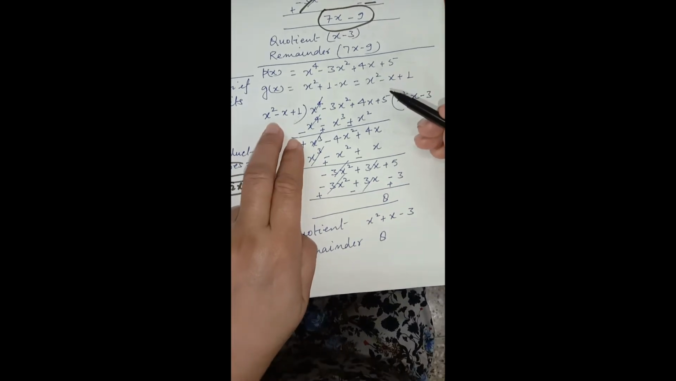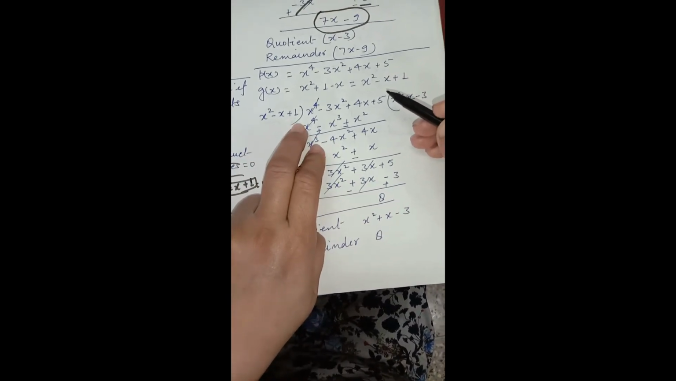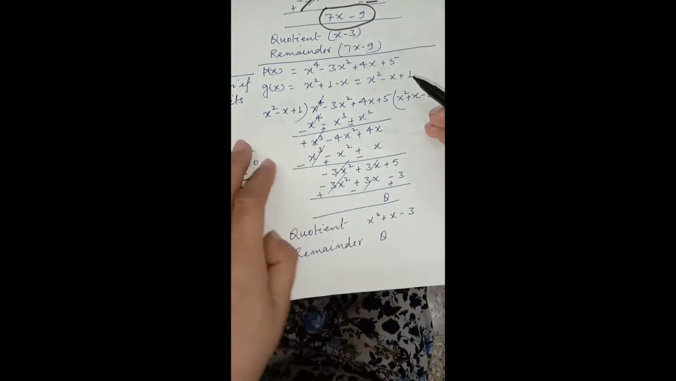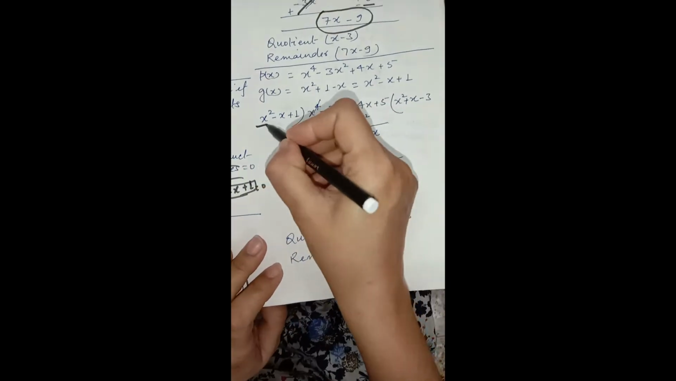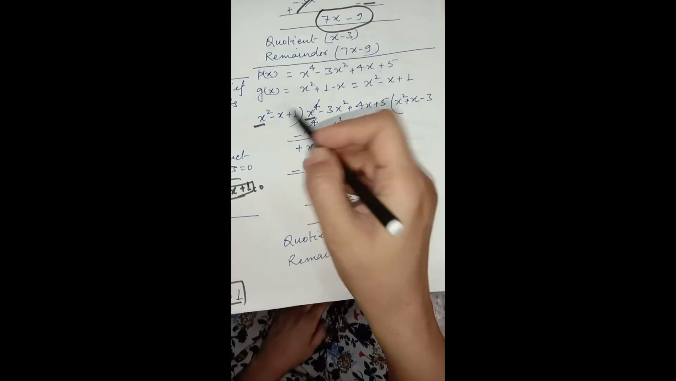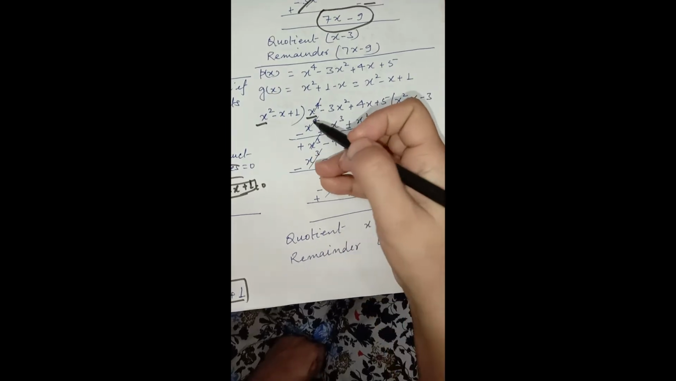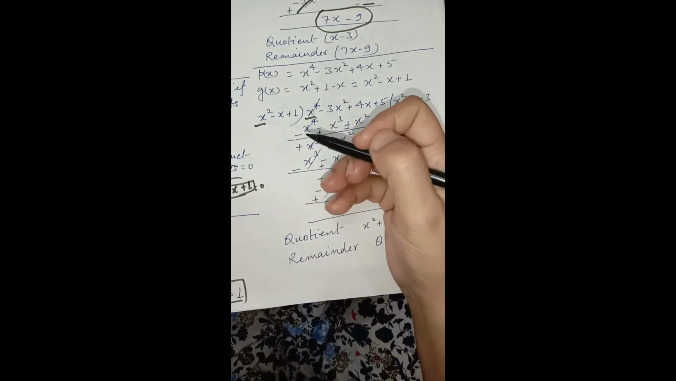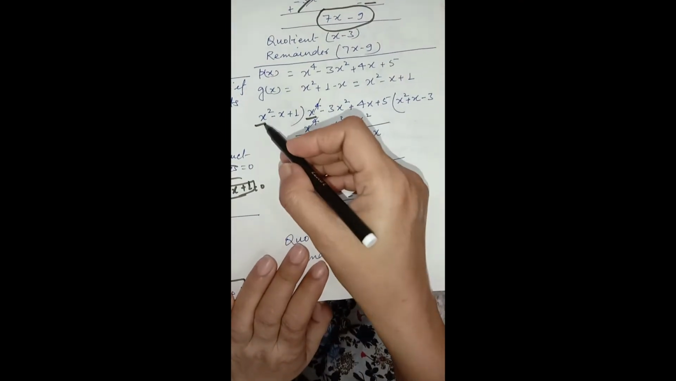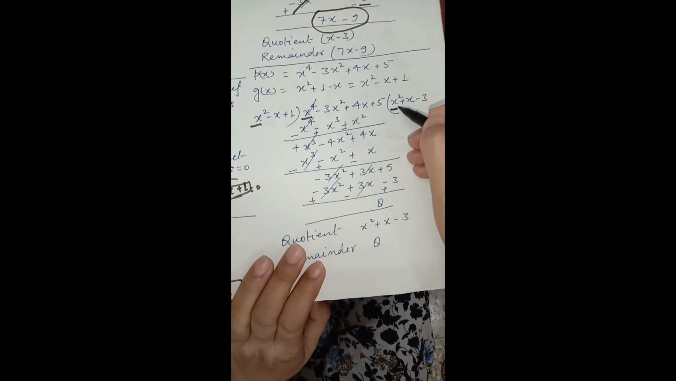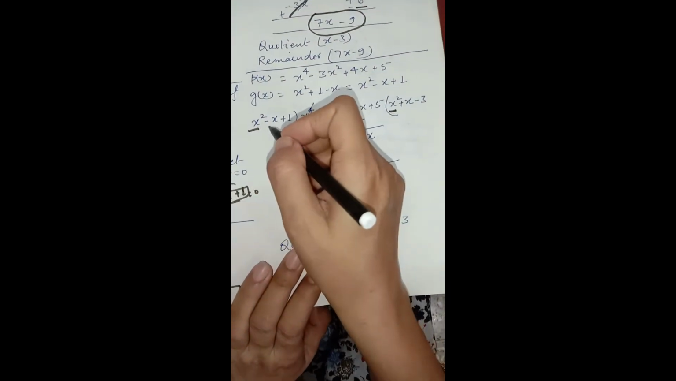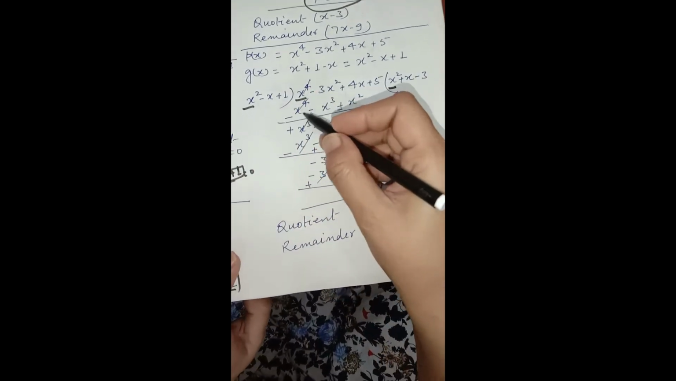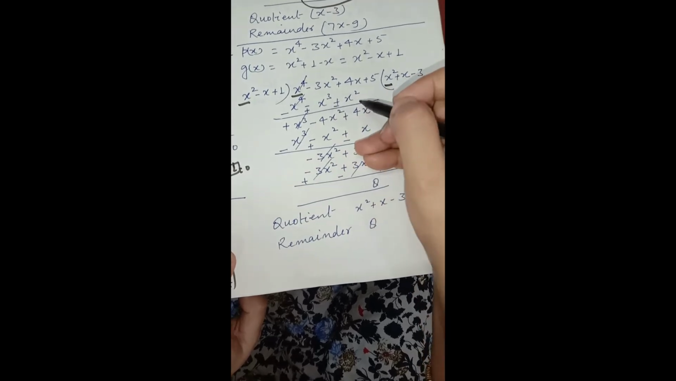Here, x square minus x plus 1 will divide x to the power 4 minus 3x square plus 4x plus 5. So again we will check the first term of divisor and the dividend. Here it is x square, here it is x to the power 4. We need x square more to make it x to the power 4. So we will multiply it with x square. X square is the quotient and x square will multiply the whole divisor. So on multiplying we will get x to the power 4 minus x cube plus x square.